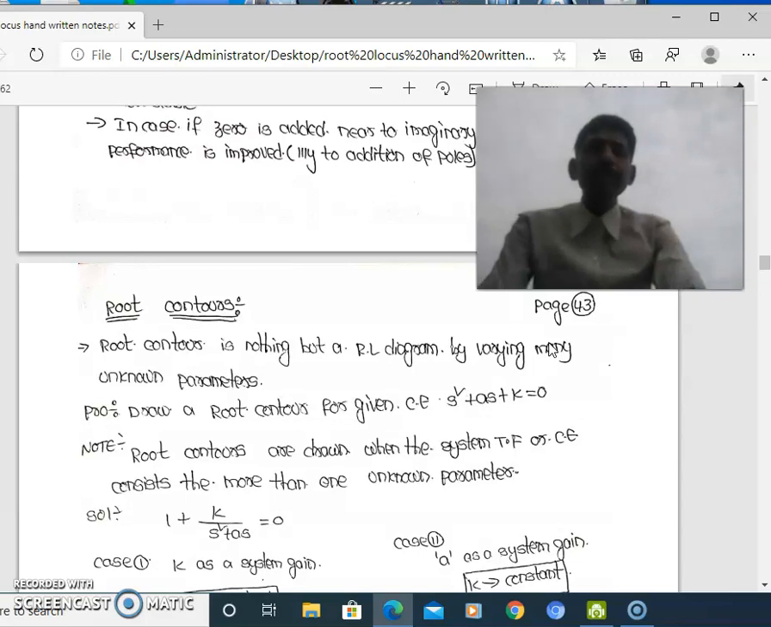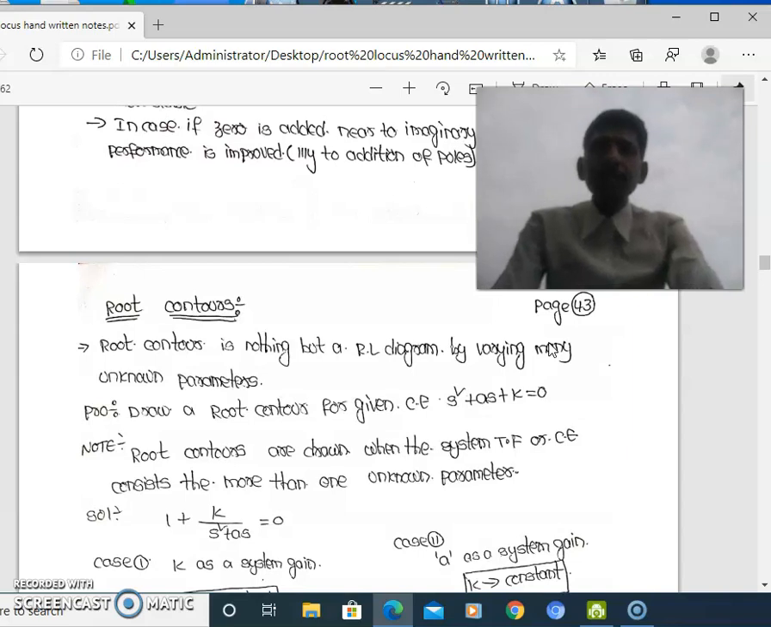The main difference between root locus and root contour is that the root contour is nothing but the root locus diagram drawn by varying many unknown parameters. The root locus has only one parameter, and the root contour has more than one unknown parameter. If you vary those more than one unknown parameter, then it is called root contour.